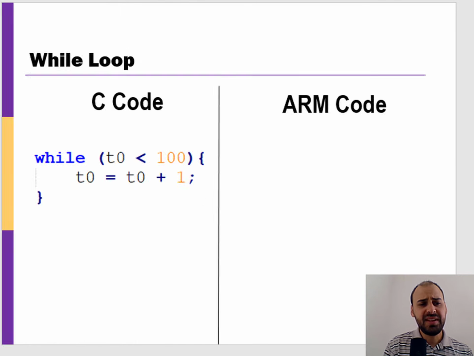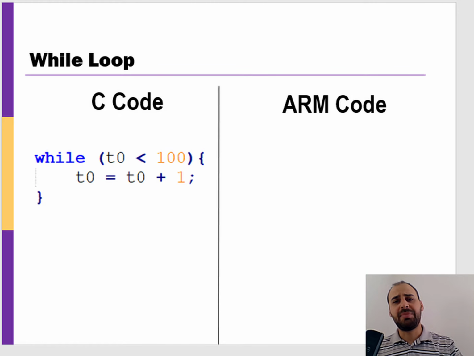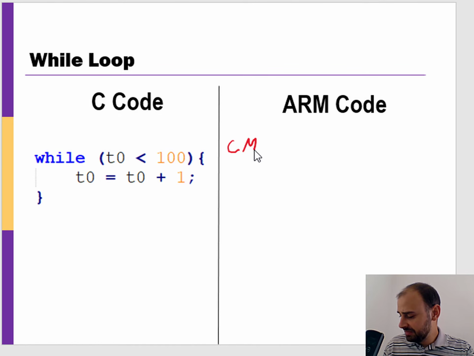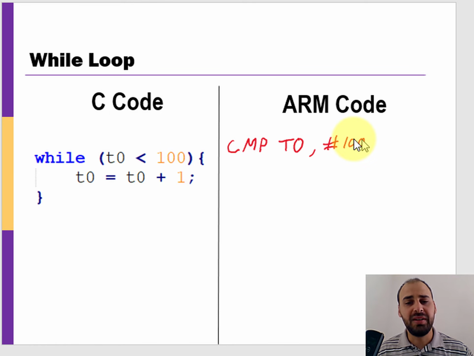So let's do while loops first. I think they're actually simpler than for loops, so it makes sense as the one we look at initially. And as part of that process, let's take it one step at a time. So we've got a comparison here, where register T0 is going to be compared against the value 100.